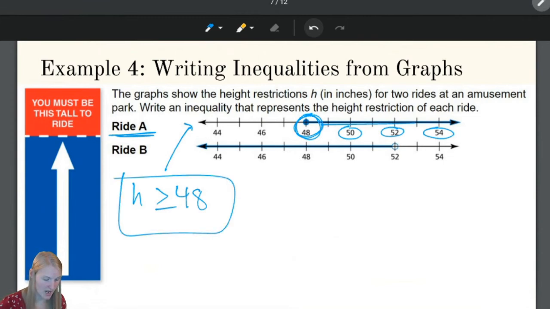Wonderful. That is ride A. Let's look at ride B now. So let's look at this graph on the bottom. Okay, so h, again, we're using h just because they told us to.